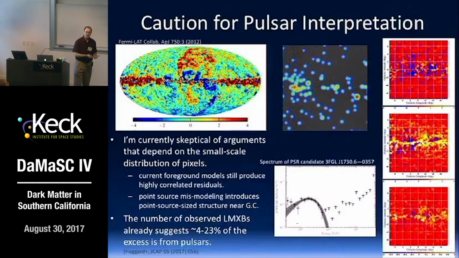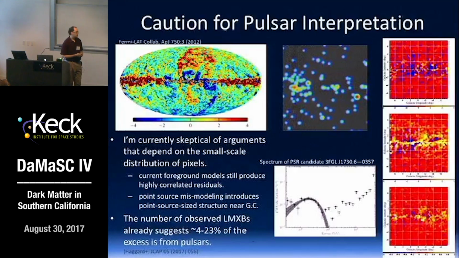We don't know how significant they are, but this is going to have to be, by design, a two-component problem. And one way you could estimate that is just by looking at the LMXBs that have been resolved in the X-rays and counting those. You know, in populations, I have so many LMXBs, and I also have so many pulsars that are typically around there. And that already gives you about 4 to 23% of the excess being from pulsars. And that's significant. We're already approaching order 1. And so you can't have a negligible component of pulsars. That seems very unlikely, unfortunately.